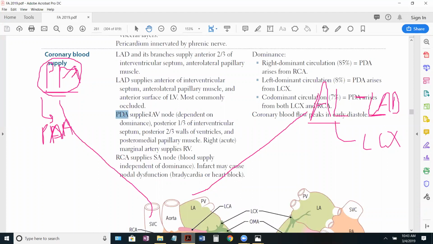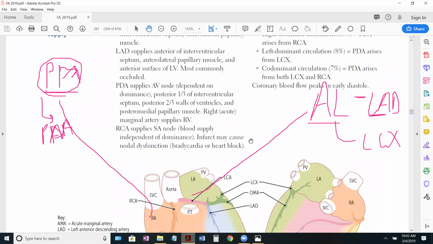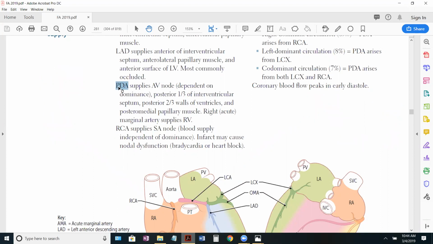So the PDA supplies the AV node. Let's talk about the blood supply of the nodes of the heart. The heart has two nodes. The SA node is very clear. It gets its blood supply right away from the right coronary artery. Simple. But the AV node is tricky. Why? Because it gets supply from the PDA, and the PDA can be supplied by the right coronary artery or the left coronary artery, depending upon the dominance of the heart. If the heart is right dominant, the right coronary artery is supplying the PDA. And if the heart is left dominant, then the left coronary artery will supply the PDA.